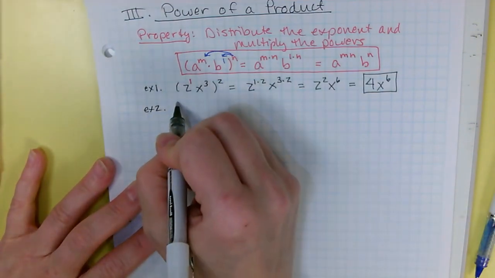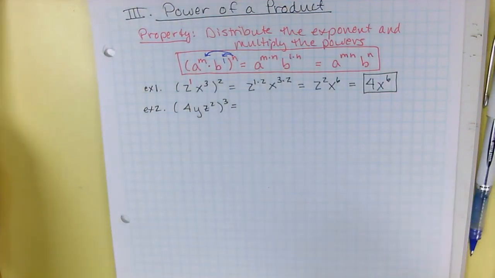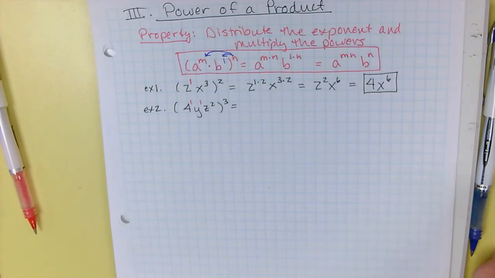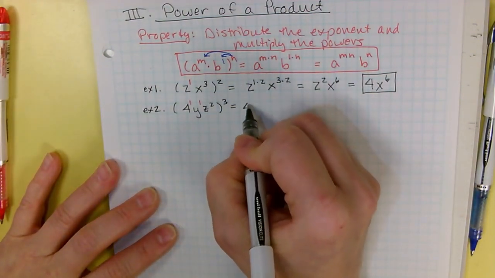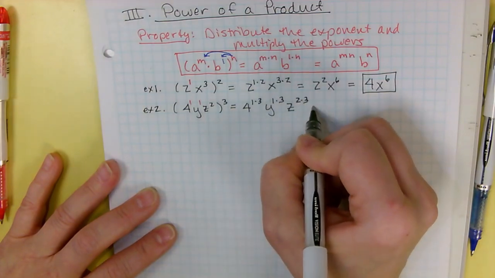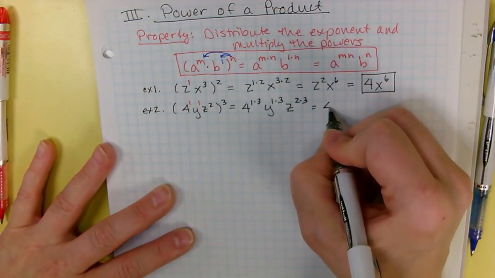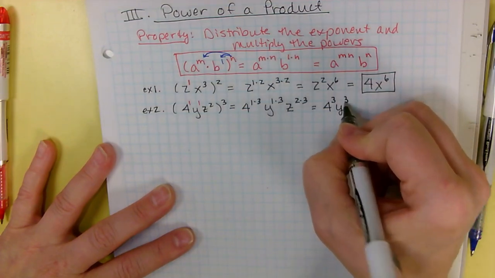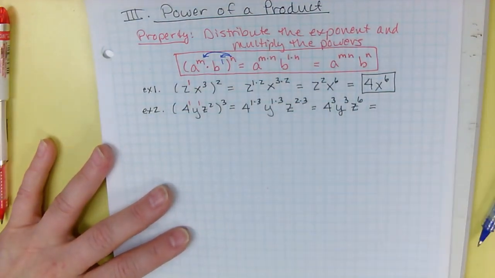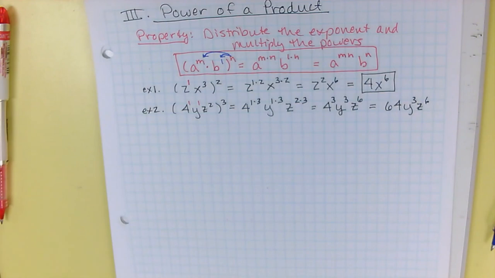Okay, let's do another one. (4yz^2)^3. Okay, so the 4 has a power. The y has a power. They're just invisible ones. So you're going to distribute the 3. That gives you 4 to the 1 times 3, y to the 1 times 3, z to the 2 times 3. So we distributed the power. Now we multiply. 1 times 3 is 3, so 4 cubed. 1 times 3 is 3, y cubed. 2 times 3 is 6, z to the 6th. Last thing you do is multiply out. 4 times 4 times 4 is 64, y cubed, z to the 6th.